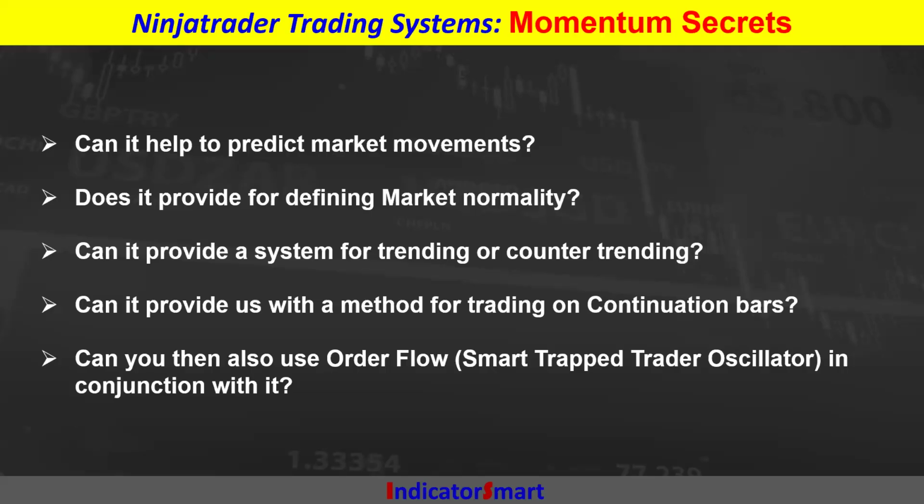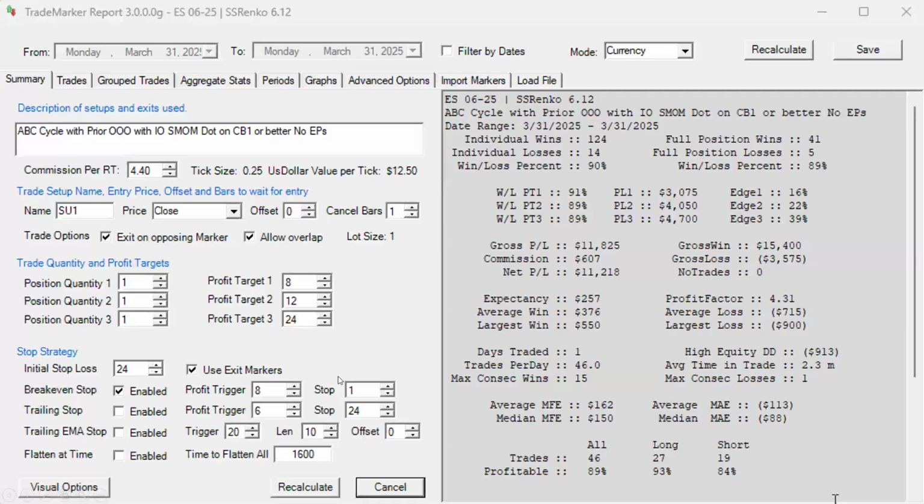You can then also use order flow using the trap trader oscillator. I didn't put it in this particular chart, but you can absolutely use it in conjunction with the trap trader oscillator and order flow for confirmation and signaling. So yes, yes, yes, yes, yes on all these.